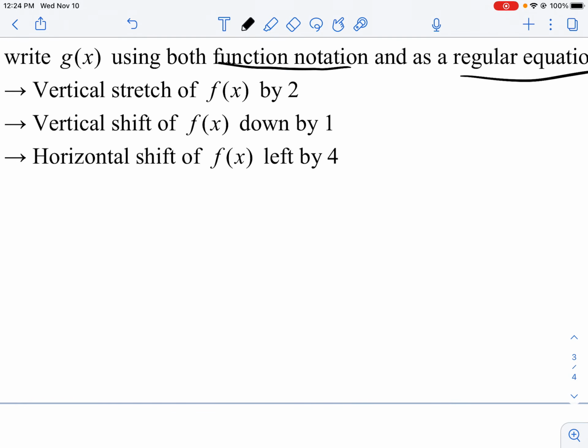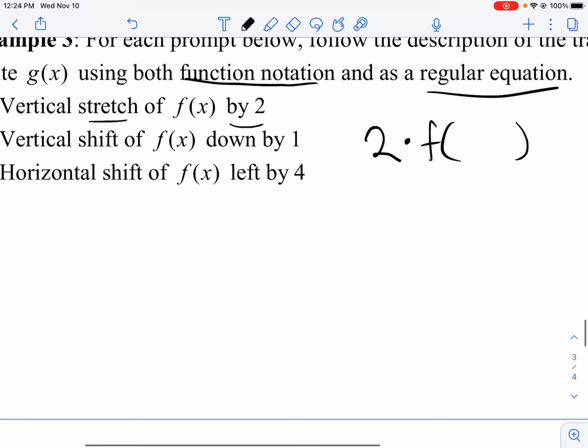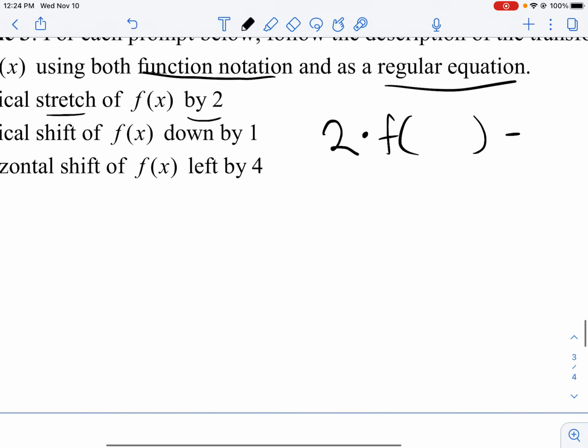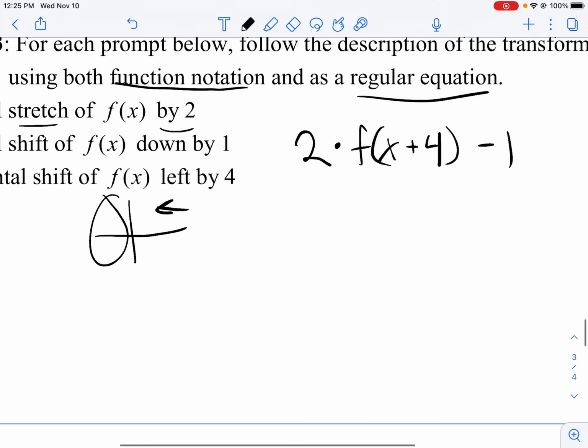Alright, so let's just write function notation first, because why not? Alright, first off, vertical stretch by 2. Remember, stretch is multiplication, so we are multiplying by 2. Vertical, you do exactly what you see. Okay, then we have a vertical shift down by 1, so you do exactly what it says. It's vertical. Alright, and then you have a horizontal shift to the left by 4, right? Left would be negative. So what's the opposite of negative? Positive. So we have x plus 4 for that function notation.